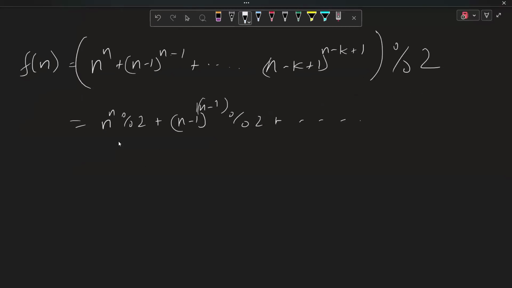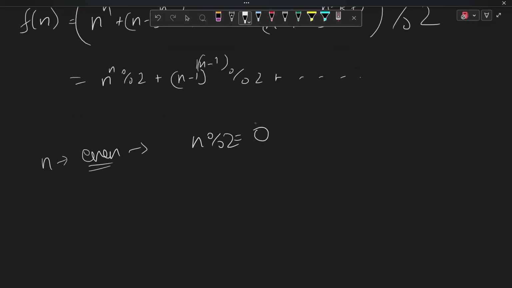What is n to the power n modulo 2? If you just think what it would be, you can divide this into two cases. If n is even, then any even number raised to any power would always be even. So this would always be 0. So n to the power n modulo 2 would be equal to 0 if n is even. It's very basic: any even number raised to any power would always be an even number. So for an even number, modulo 2 would be 0.